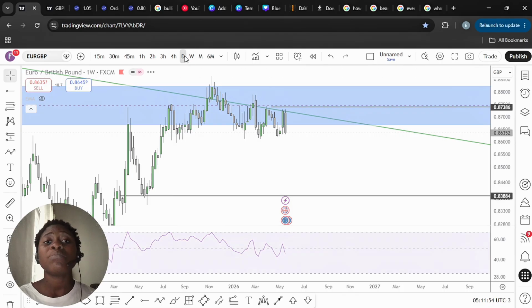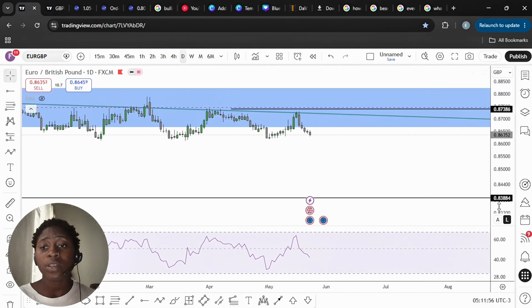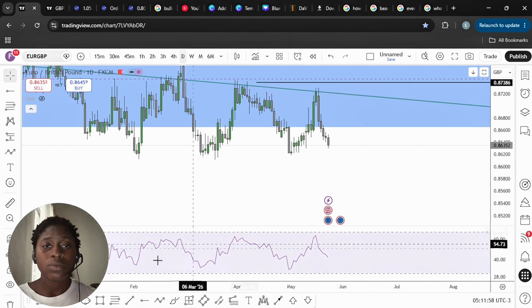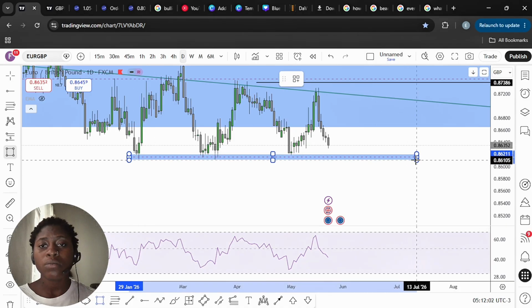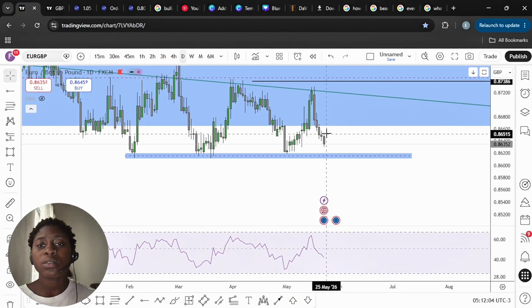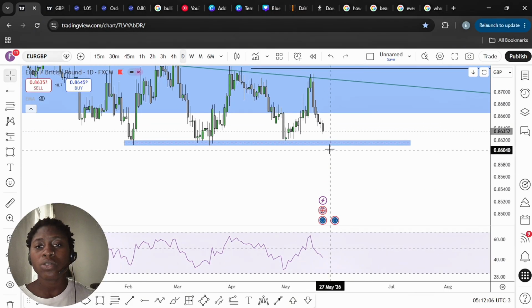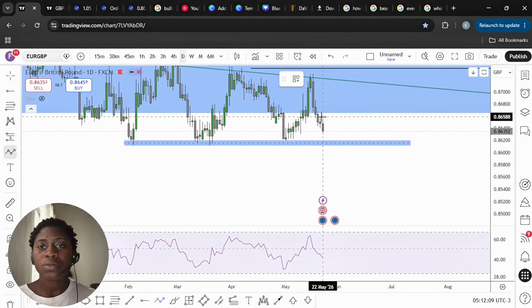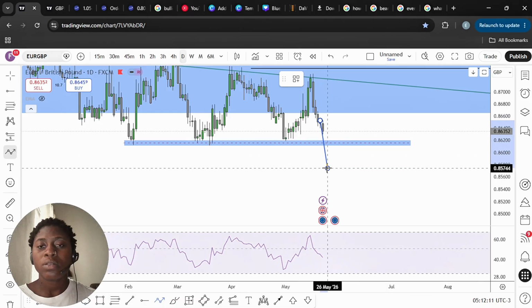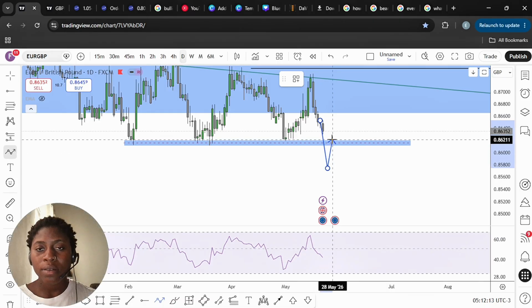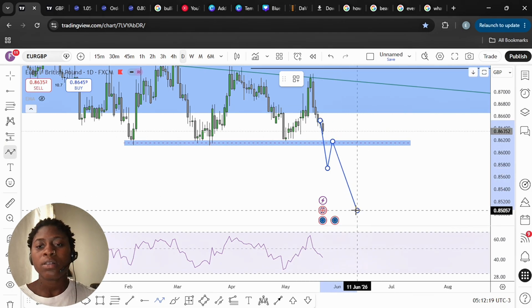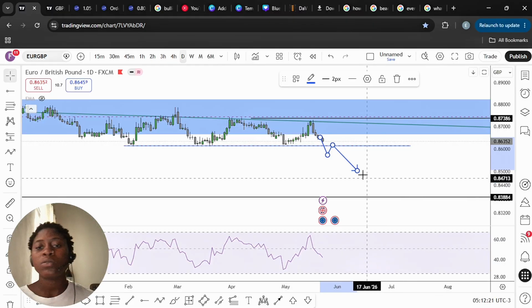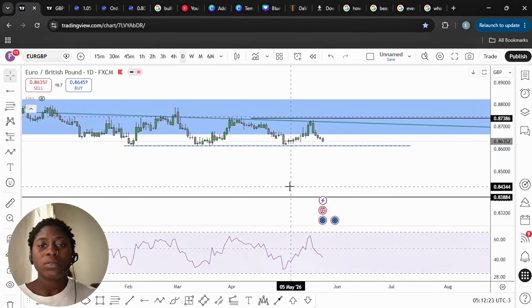Or you can be more conservative and wait for the break of the structure here. Get a pullback, enter, place the stop loss somewhere around here, and then boom, we're expecting it to go to the downside.